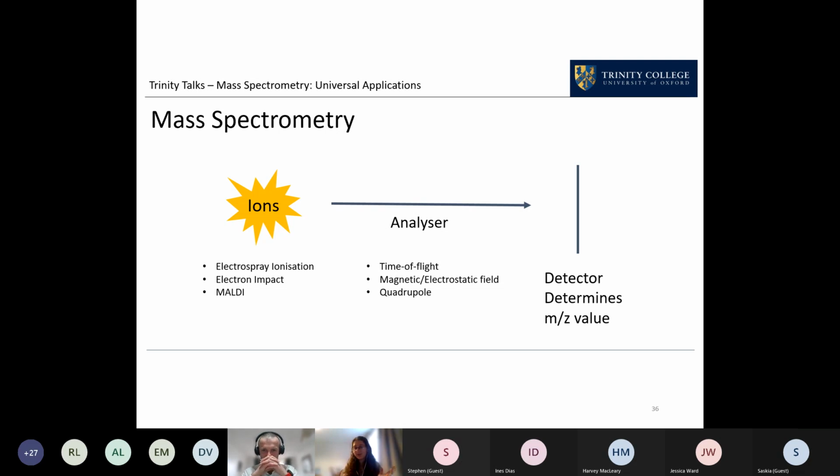Most things only have one charge. If you only have a little molecule, only got one charge, so it's normally not an issue. Through an analyzer, and it hits a detector, and you get some sort of readout that you can then tell the mass to charge value. So that's mass spectrometry.